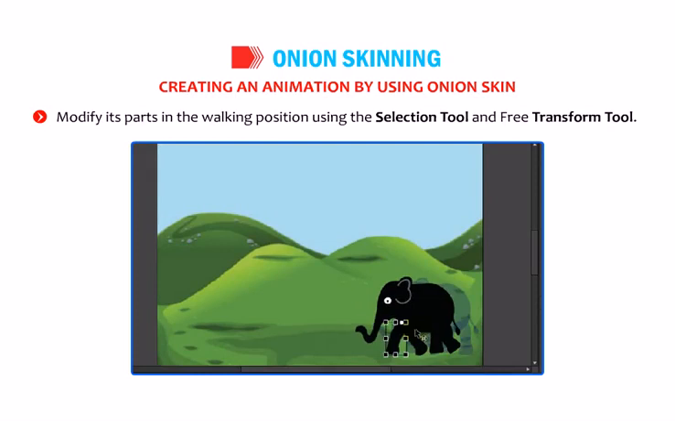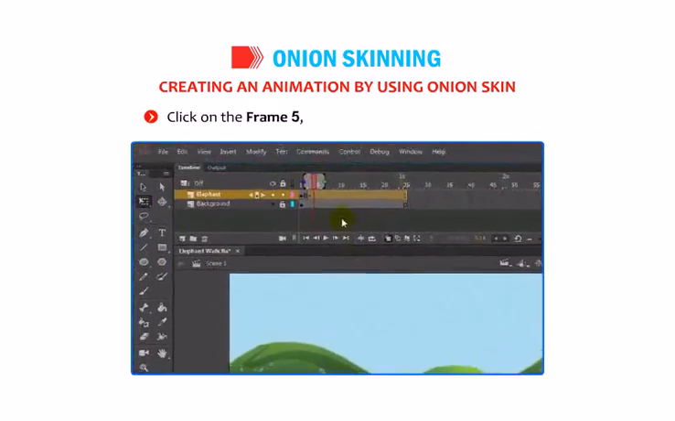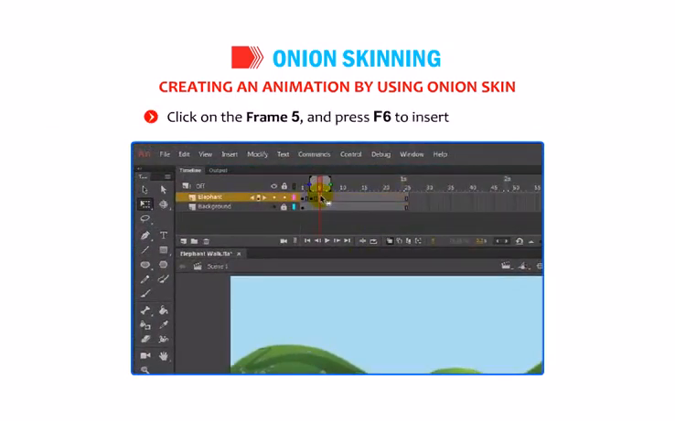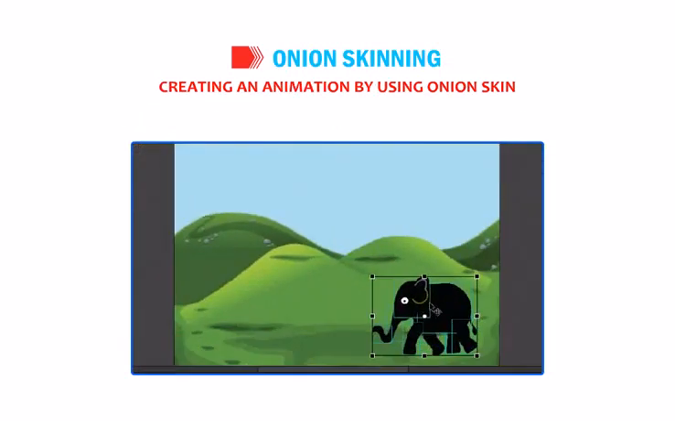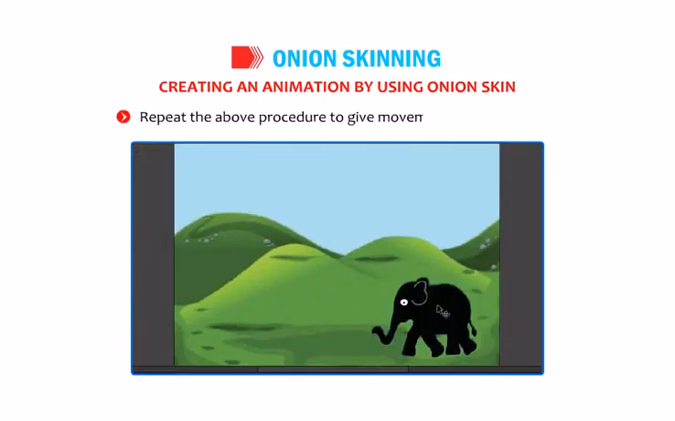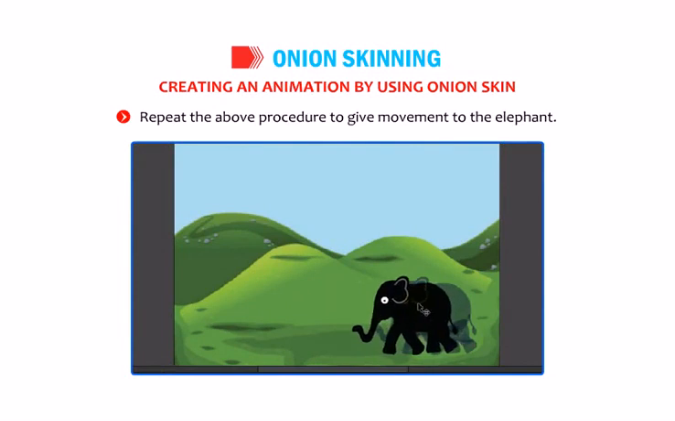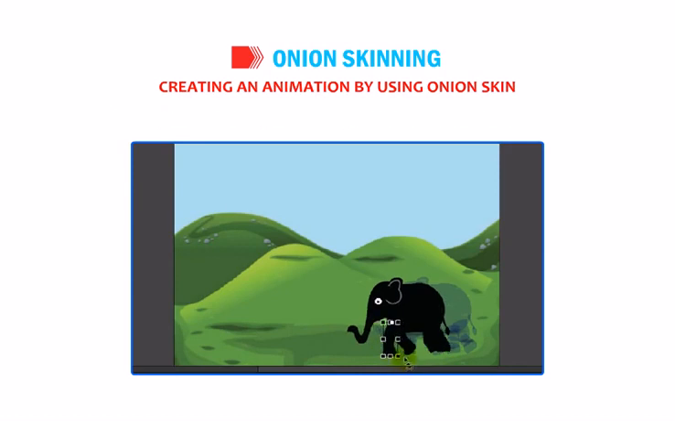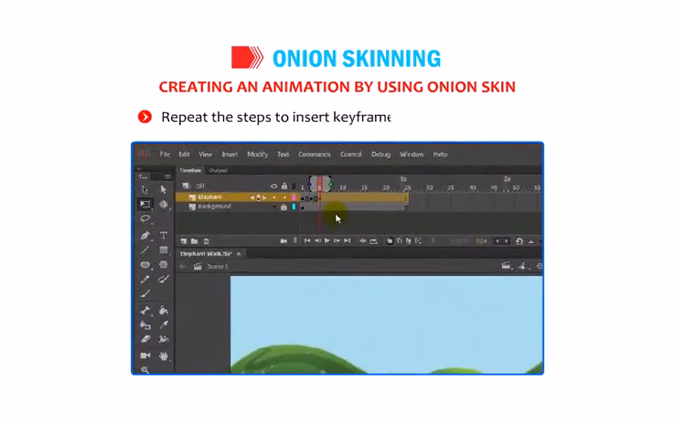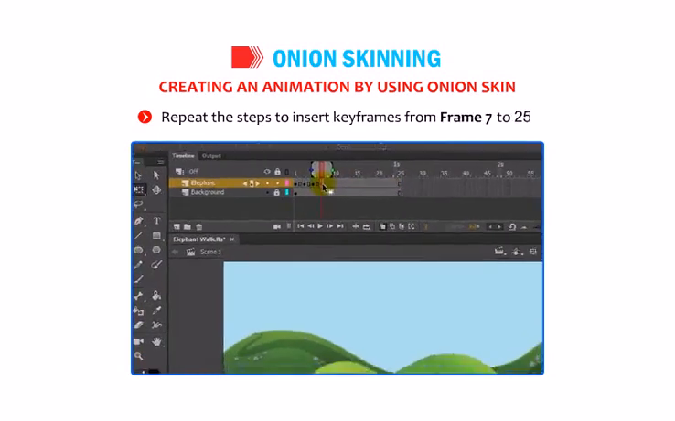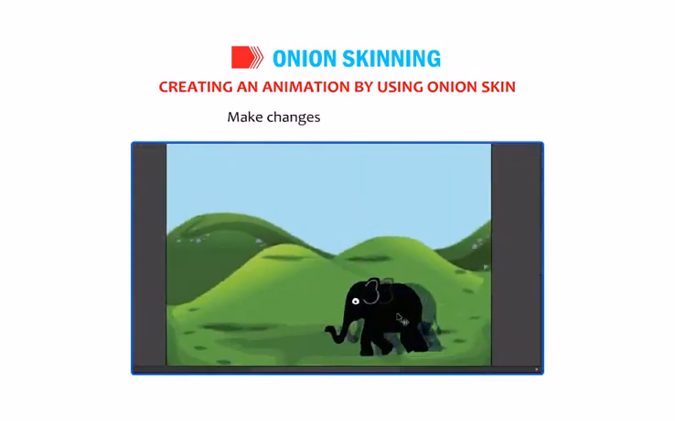Click on the frame 5 and press F6 to insert a keyframe. Repeat the above procedure to give movement to the elephant. Repeat the steps to insert keyframes from frame 7 to 25. Make changes in each new frame.